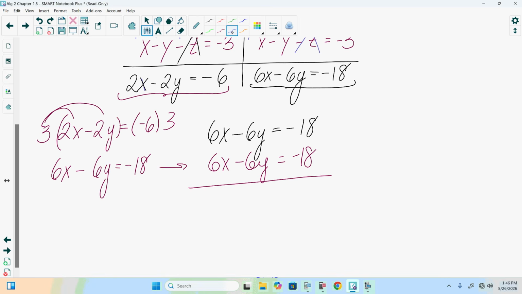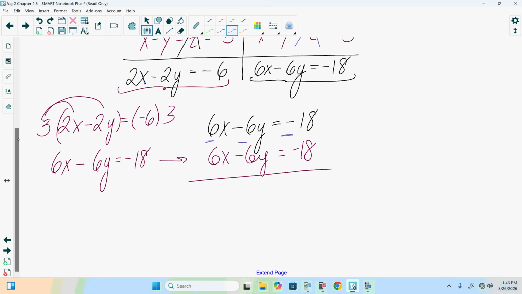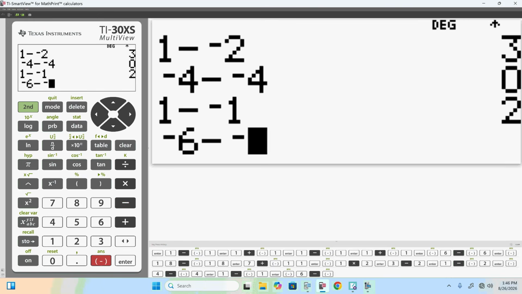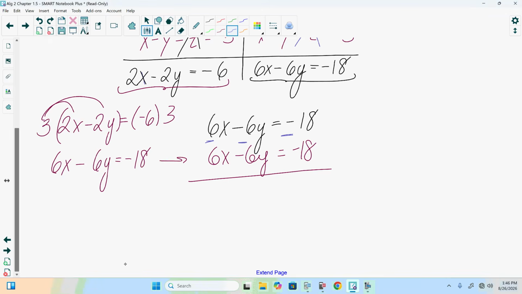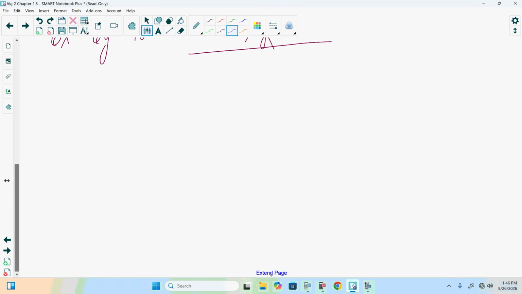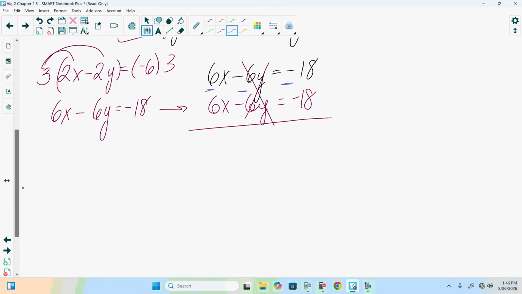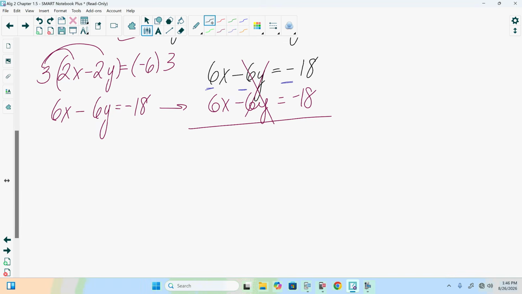Add or subtract? Because 6y minus negative 6y, negative 6 minus negative 6, whole bunch of negatives. Negative 6 minus negative 6 is 0. That is what we wanted. We wanted that to become 0. 6x minus 6x.